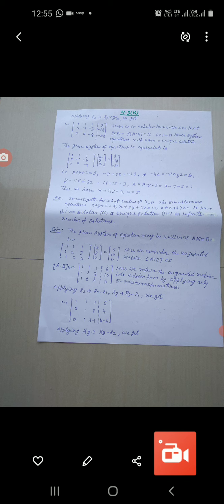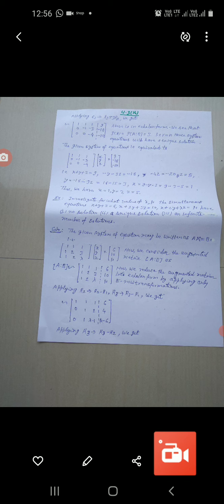The given system of equations may be written as Ax = b. That means in the coefficient matrix A you have 1 1 1 in the first row, in the second row 1 2 3, and in the third row 1 2 lambda. This is from equation number 3, and this coefficient matrix A is multiplied by the column matrix x y z, and this is equal to the column matrix 6 10 and mu.